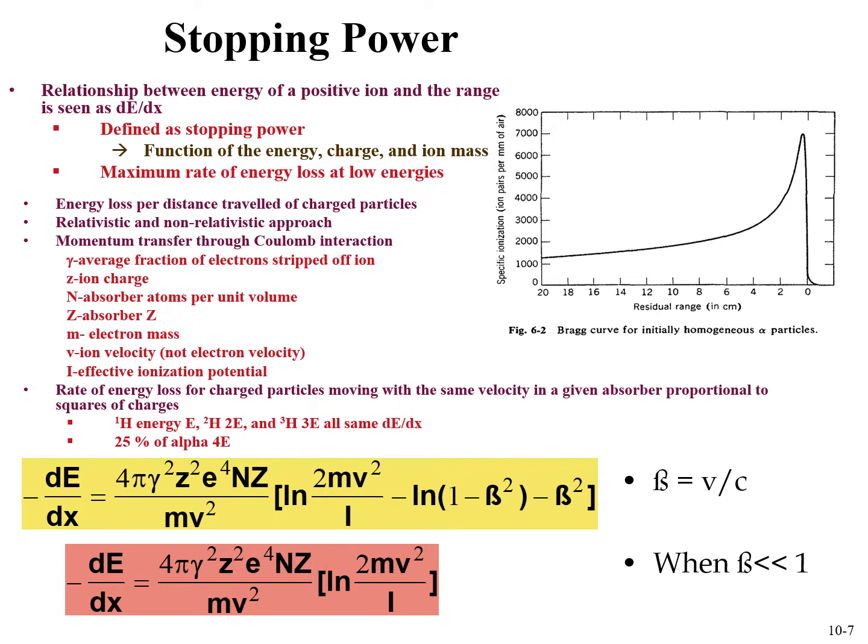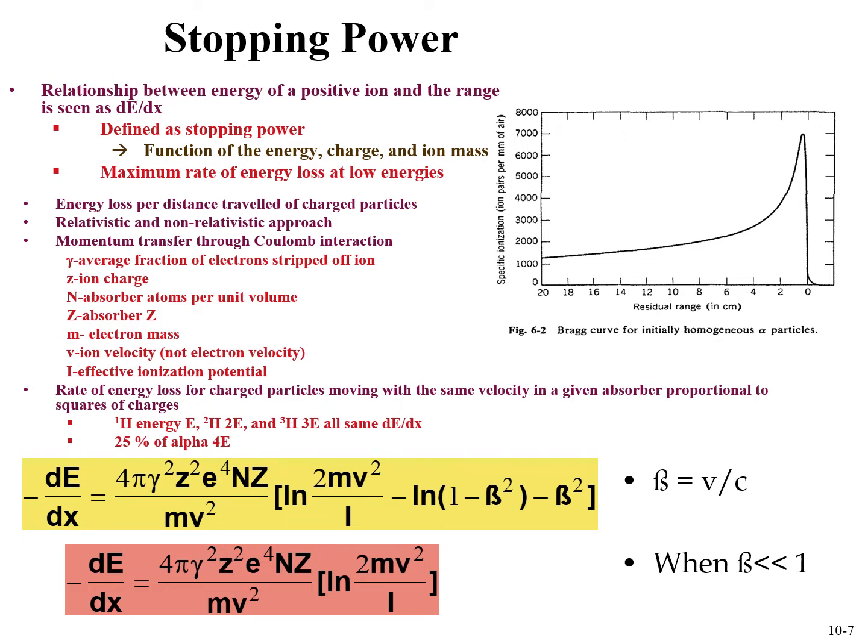What one can do is evaluate the rates of energy loss for charged particles moving with the same velocity in a given absorber, which is proportional to the charges. So now if one understands different absorbers, one can understand something about the energy losses because it's just proportional to the charges of a given absorber.